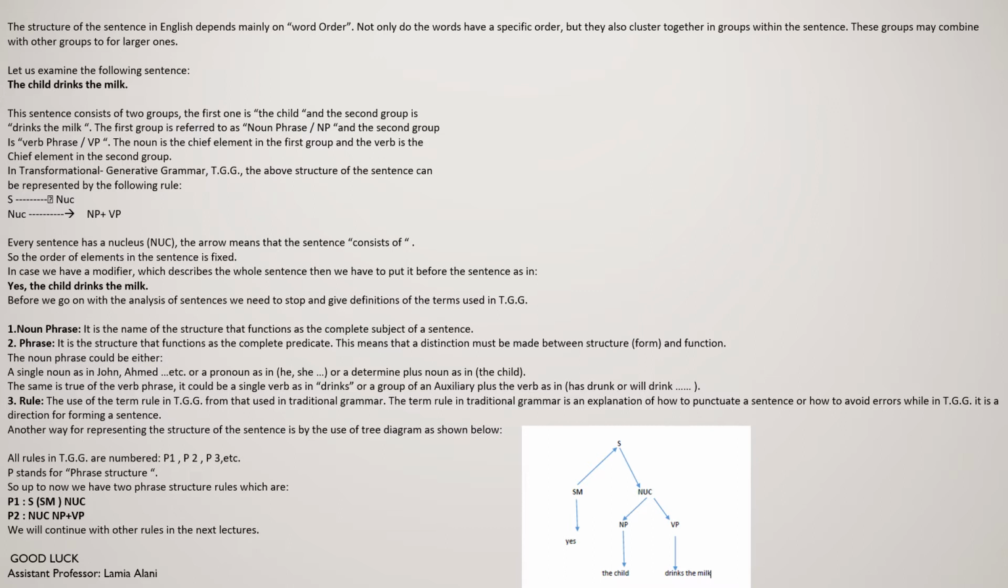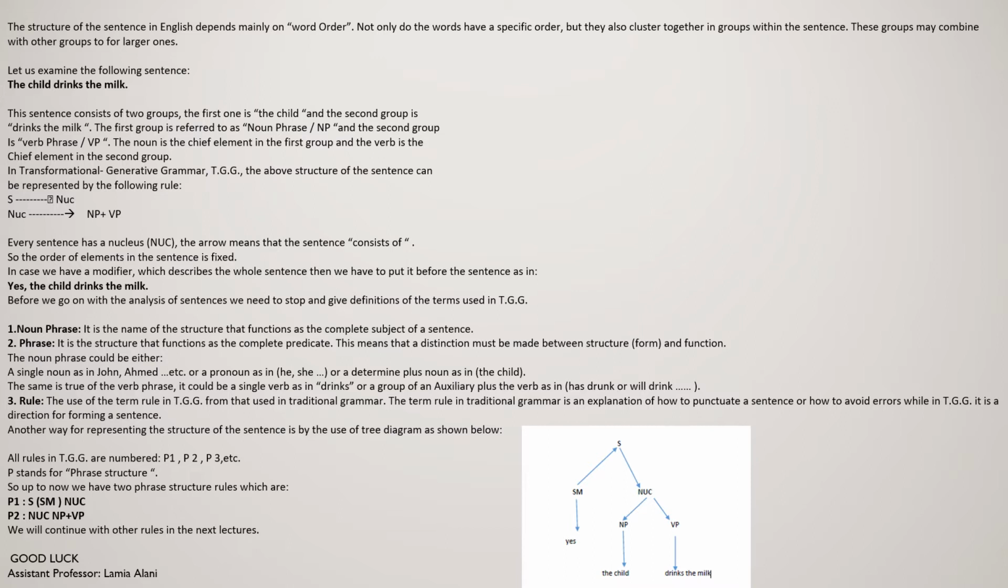Here: the child drinks the milk. If you look at this, we have two groups. The first group is the child, and the second group is drinks the milk. The first group, as you all know, we refer to as the noun phrase, and it functions as the subject. It consists of the determiner or article the and the noun child. Drinks the milk is the verb phrase, which consists of the verb drinks and then the object, the milk. So this sentence consists of two groups.